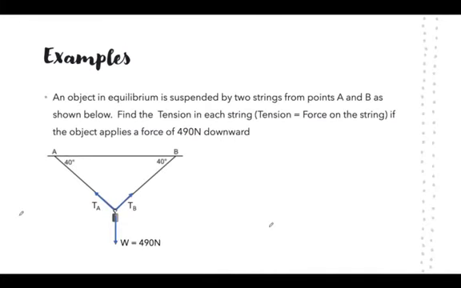Alright, let's try one example. An object is in equilibrium. It's suspended by two strings from points A and B as shown. Find the tension in each string if the object applies a force of 490 newtons downwards. Tension is the force that is on a string. So if a string is taut, it has tension. If a string is all loose, then there is no tension. Alright, pause the video here, take a couple of minutes, and see if you can answer this example.